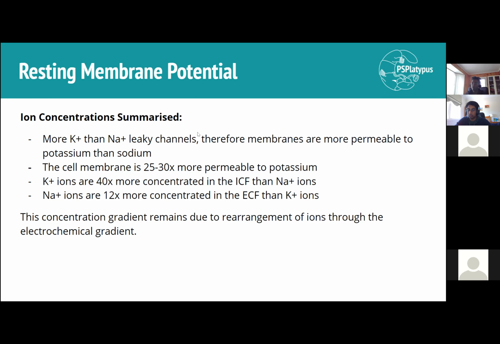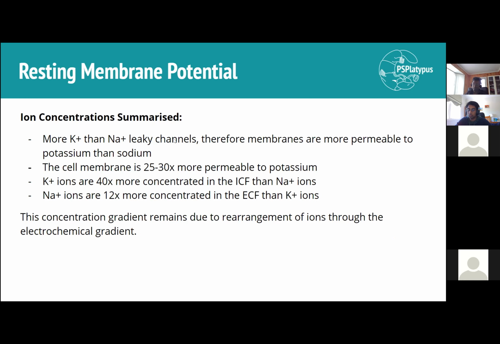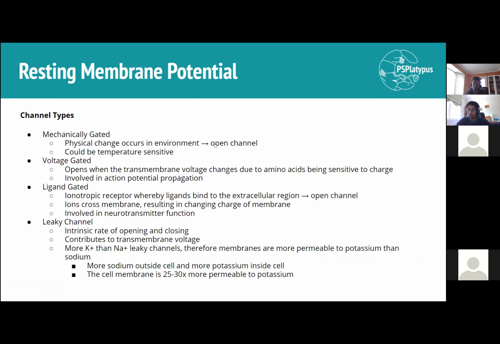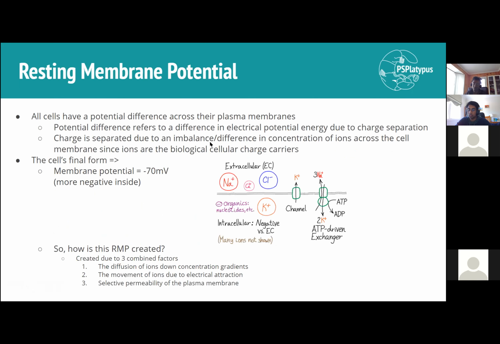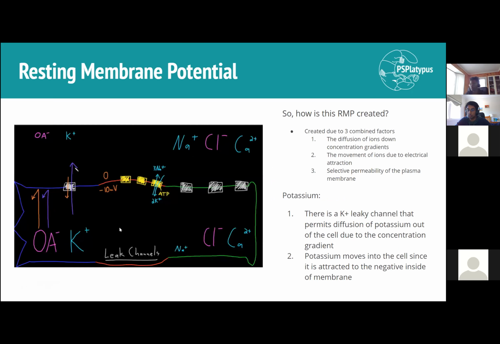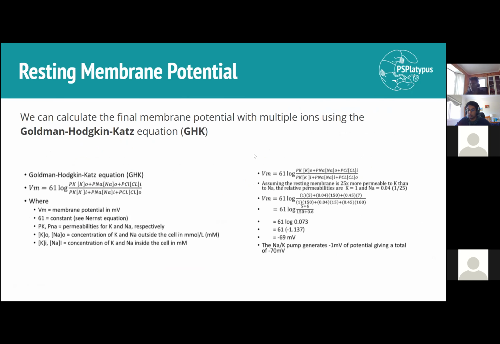It's a different type of channel to the sodium potassium pump, because this is an ATPase pump. The leaky channel is just going to be a channel with an intrinsic rate of opening and closing. If we go back to here, yeah, it's just a leaky channel that exists. So it's just a fact that there are more potassium channels than sodium channels. I hope that made sense.